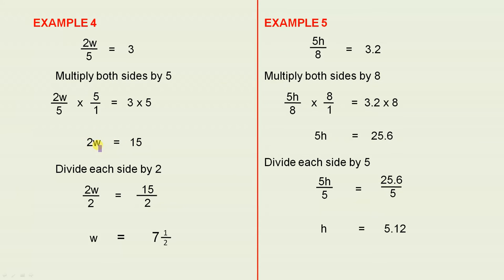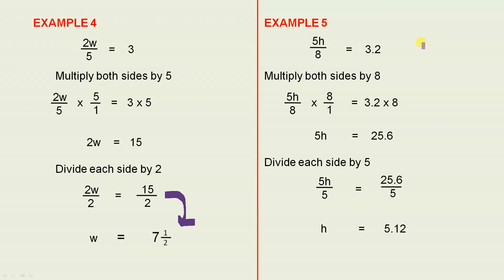Here we have multiplication. The inverse operation of multiplication is division, so we divide each side by 2, and that's what we get here, and that's 15 over 2. The 2's cancel, and we get w equals 7.5, because 15 over 2 is 7.5.